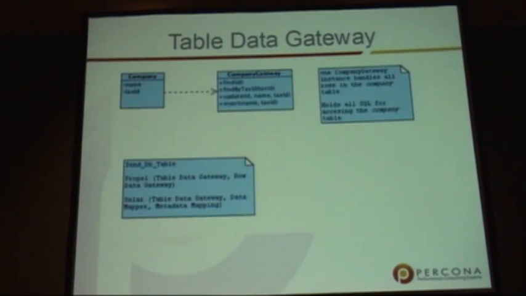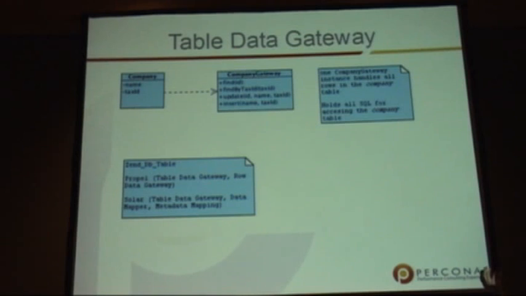Here's a diagram. In this case, the company would be your entity, the thing of the real world that you want to store. So you just get one extra class. It's the gateway. And this will be the class. You will have one instance of this for every table in your model that will deal with the SQL for this. And as you can see, the functions are very simple. You just have finders, methods to insert, and to update.